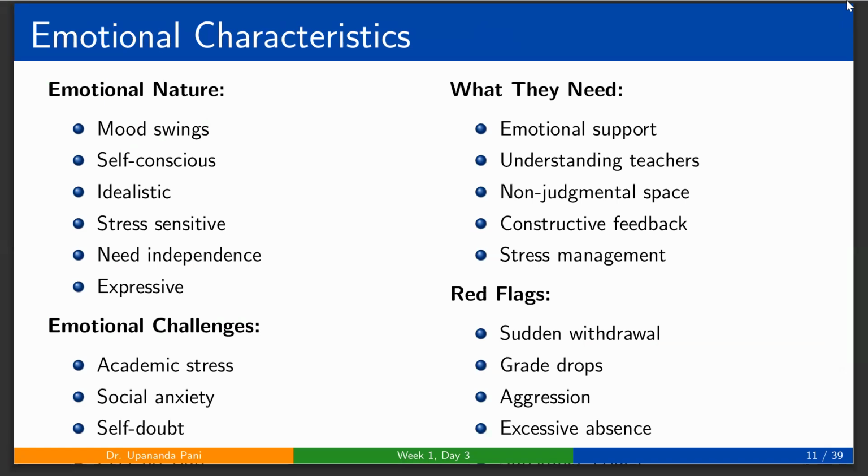Now we'll go for to study what are the emotional characteristics and how we can identify and we can understand them. So emotional nature means basically mood swing, self-conscious, idealistic, stress sensitive, they need independence, expressive, and what they need is they need emotional support, understanding teachers, non-judgmental space, constructive feedback, stress management. So what are the emotional challenges over here? Academic stress, social anxiety, self-doubt, and red flags are basically sudden withdrawal symptoms, then grade drops, aggression, excessive absence.